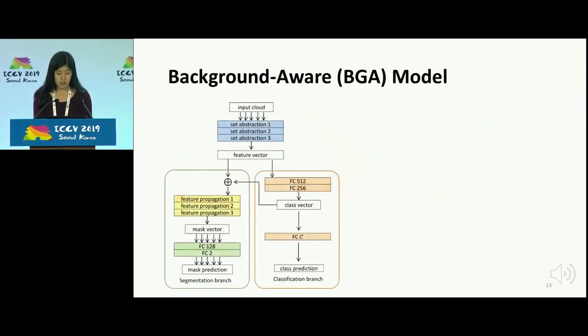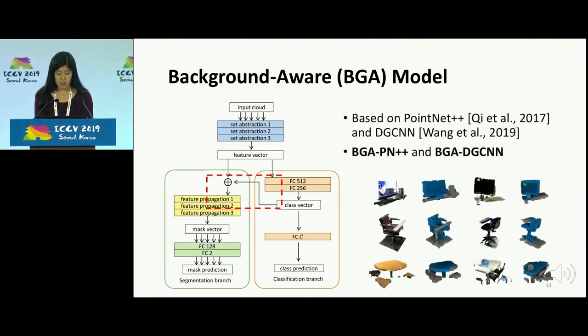We introduce a simple background-aware, or BGA, model to handle the problem of dealing with background. The idea is to classify only based on object points and not on the background. Hence, we have a classification and a segmentation branch, where the segmentation branch is conditioned on the learned intermediate class vector. We introduced BGA PN++ and BGA DGCNN that were based on 2 recent state-of-the-art methods.